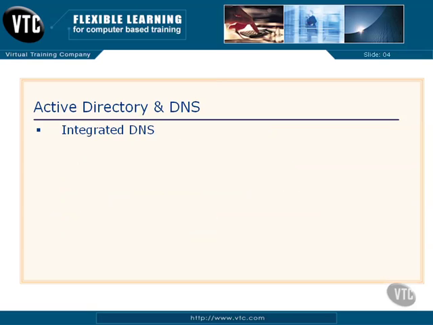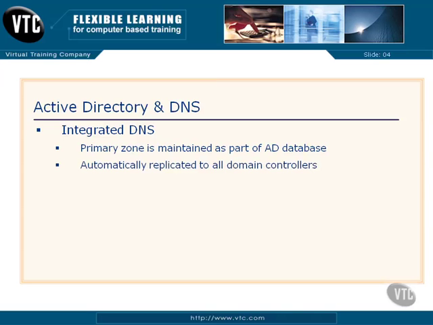Let's talk about integrated DNS. Be careful with this on the exam. When I integrate DNS into Active Directory, the primary zone is maintained as part of the Active Directory database, and that's the only one. Then the data is automatically replicated to all domain controllers. It more or less turns every domain controller into a source for DNS information, and it doesn't have to jump all over the network to get it.